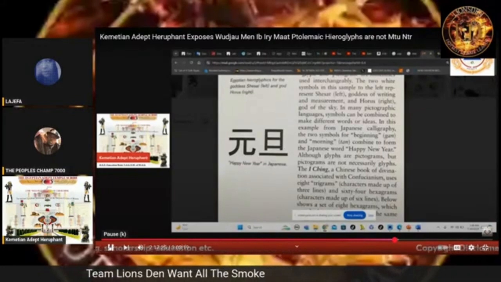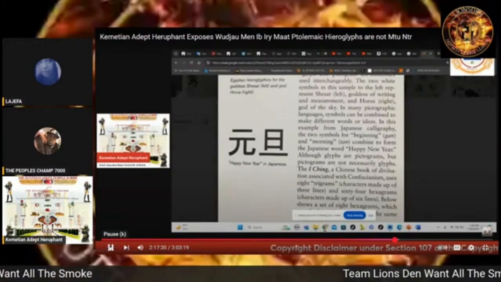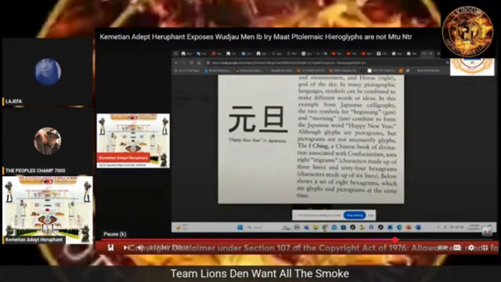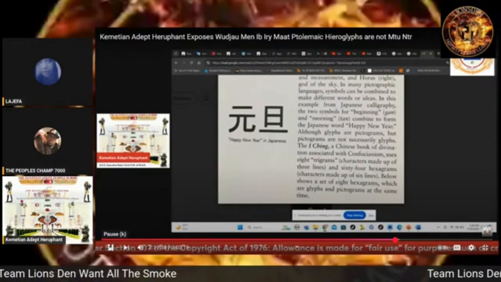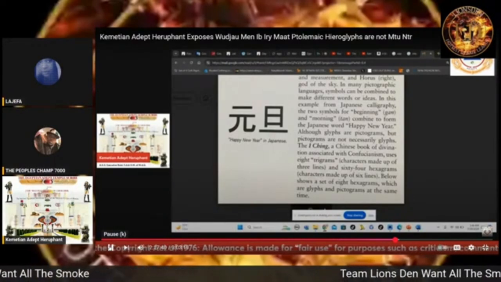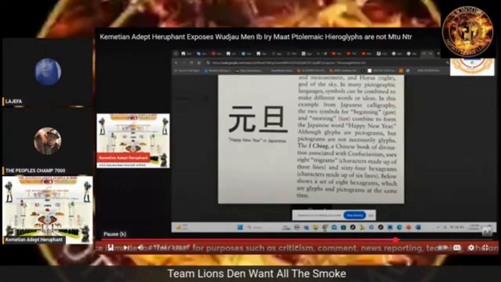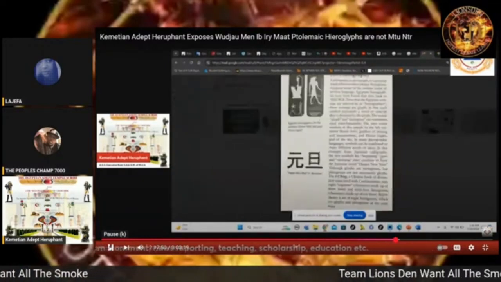Although glyphs are pictograms, pictograms are not necessarily glyphs. The I Ching, the Chinese Book of Divination associated with Confucianism, uses 8 trigrams, or characters made up of 3 lines, and 64 hexagrams, characters made up of 6 lines. Below shows a set of 8 hexagrams, which are glyphs and pictograms at the same time, right?